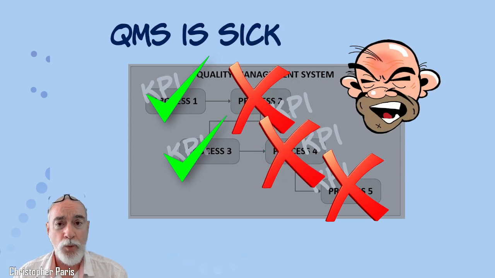Then you could have a worse scenario. Your QMS now is sick because 3 of the 5 processes are not meeting their KPIs. That means your quality management system is not functioning. More than half of the processes comprising that QMS are not meeting their KPIs. So you've got a problem. The QMS itself is not healthy.